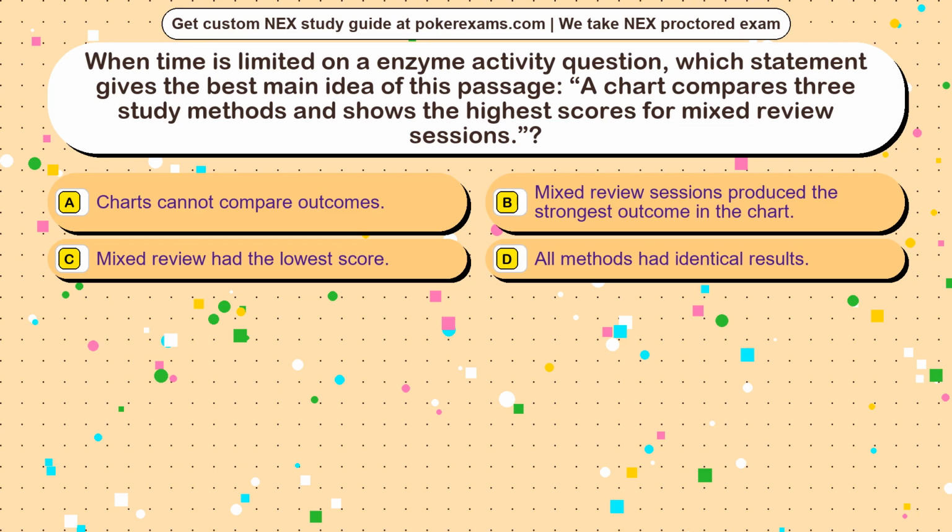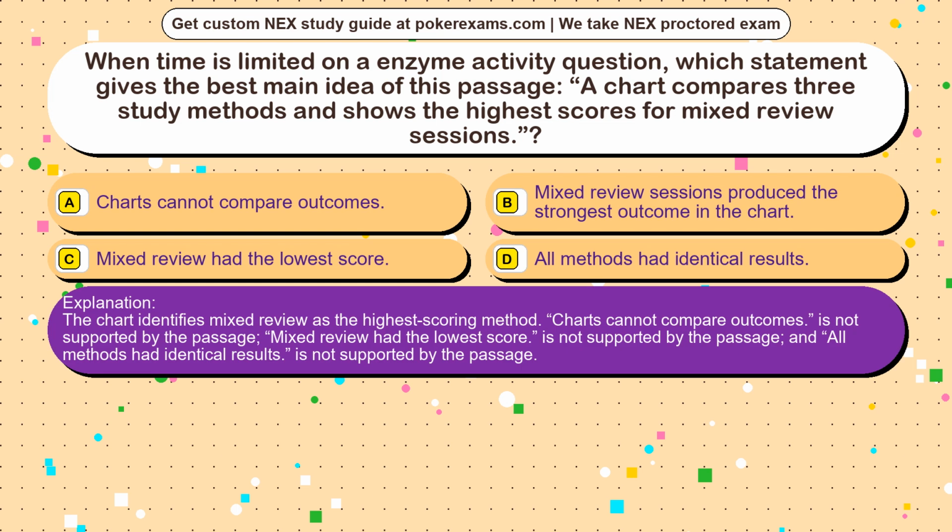The correct answer is option B. The chart identifies mixed review as the highest scoring method. Charts cannot compare outcomes is not supported by the passage, mixed review had the lowest score is not supported by the passage, and all methods had identical results is not supported by the passage.